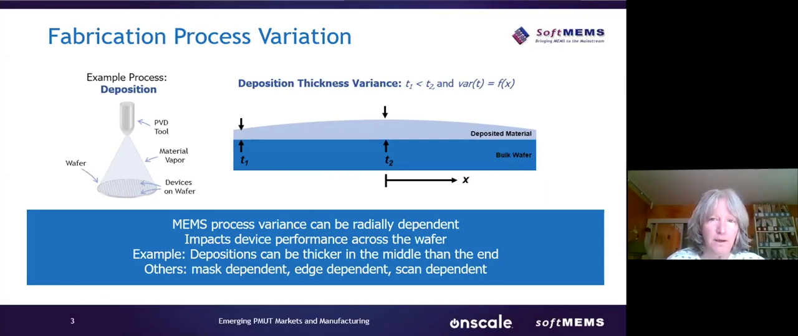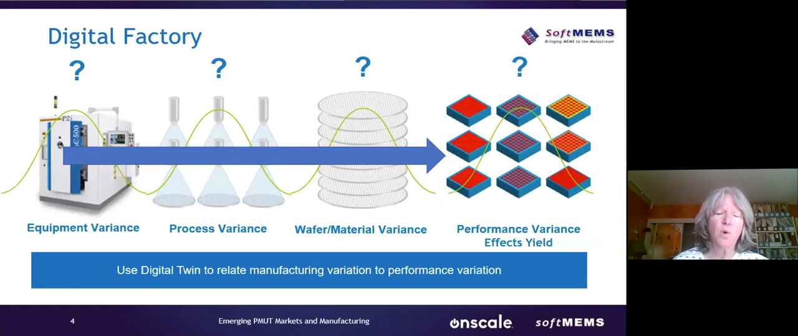There are other types of variances that are mask dependent. They might be edge dependent. They might be scan dependent. Probably the most important one for us is this thickness variation. And so what we've done to help SilTerra's designers is to create what we call a digital factory. We've worked with SilTerra to look at equipment variance, process variance, the wafer and material variance, and with OnScale, we can help predict the performance variation based on the variations that are fab related. And so we can use what's called a digital twin to relate the manufacturing variation to performance variation.